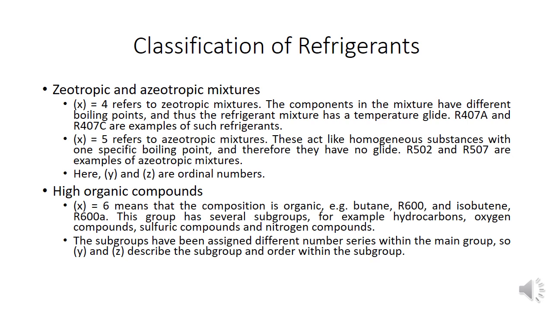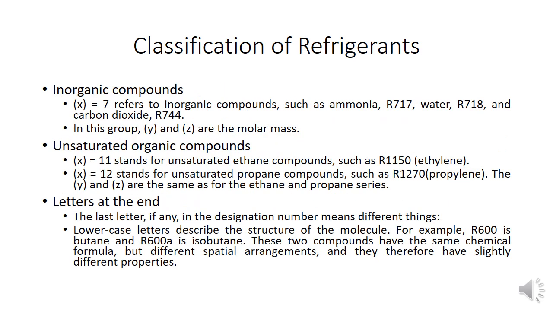So this subgroup has assigned different number series where Y and Z describe the subgroup and order within the subgroup. The next series is inorganic and unsaturated organic compounds with X equal to 7 and X equal to 11 and 12. So X equal to 7 refers to the inorganic compounds such as ammonia R717, water R718 and carbon dioxide R744.